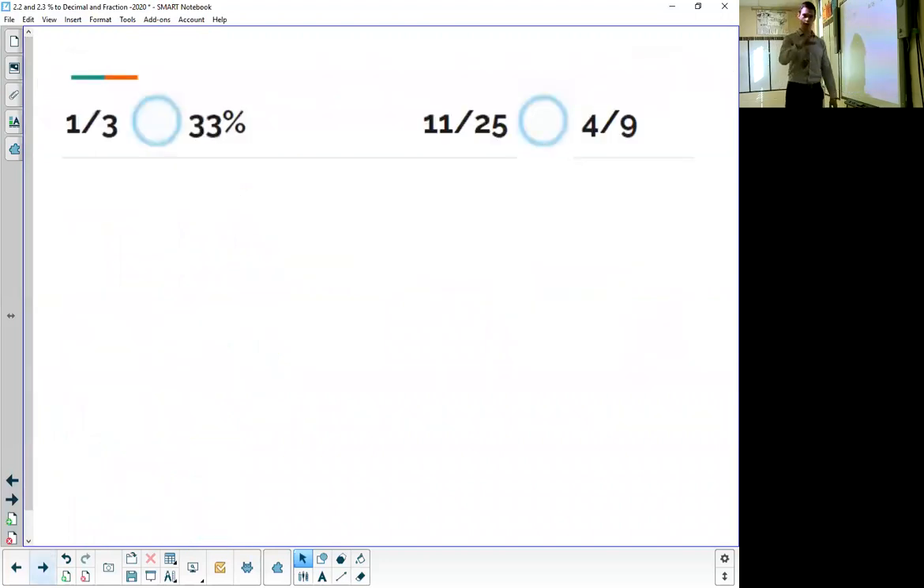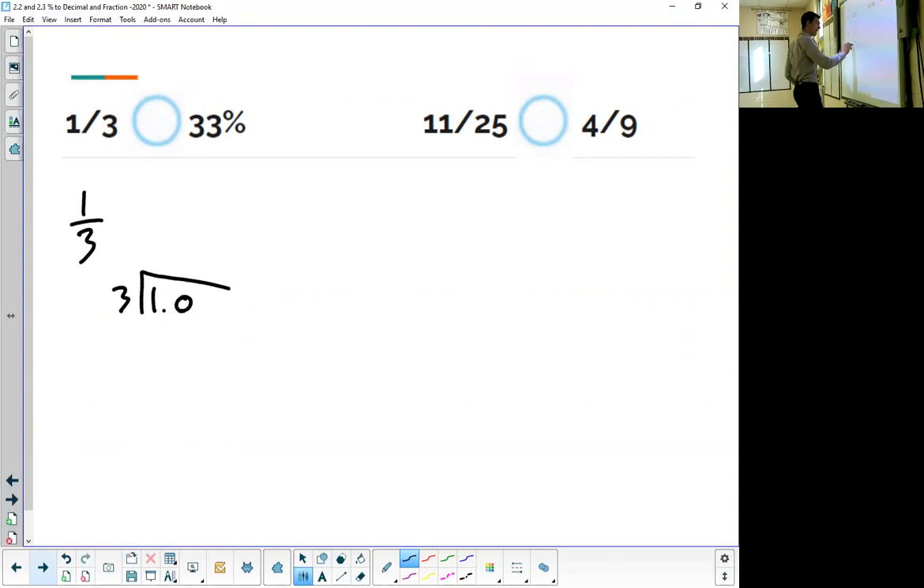Here are some others where we're just going to do some quick comparisons. We're comparing 1/3 to 33%, and we're comparing 11/25 to 4/9. So take some time, pause the video if you must, but let's solve it. With 1/3, we're going to solve it by putting it into a decimal. I remember that we talked about how we will have to divide. And if you want to jump the gun, you might remember that it results in a repeating answer.